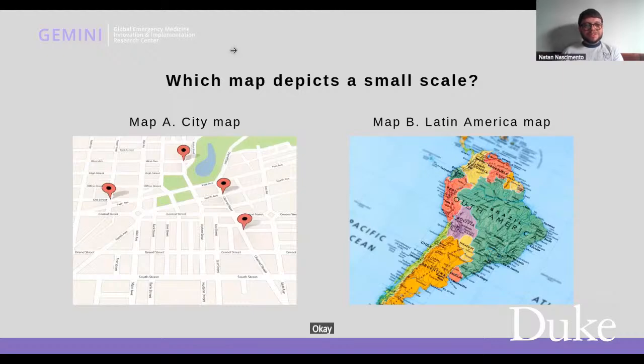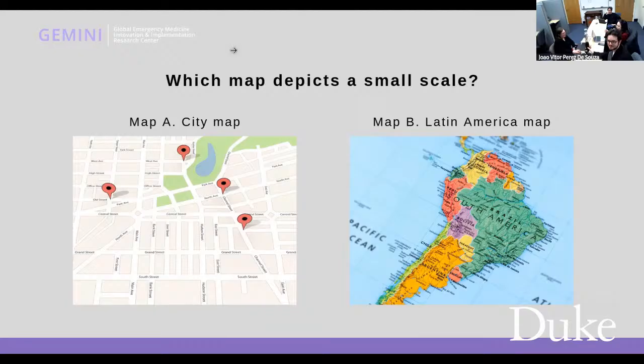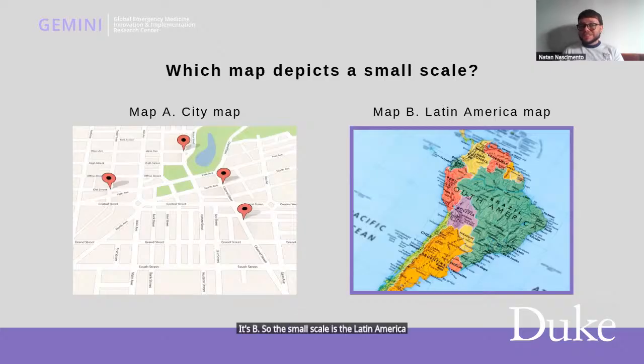Okay, so I'm not sure if you can see the chat, Nathan, but people are seeing the chat here. Yes, B. So the small scale is the Latin America map.